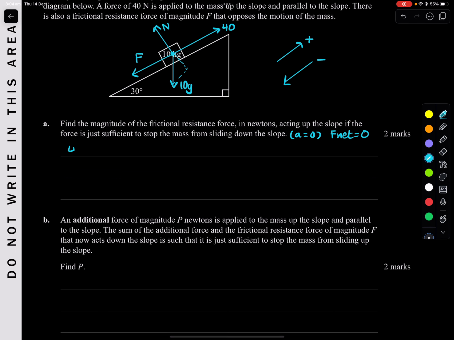So it will be 40 minus F minus 10g sine 30 degrees, and that's all going to be equal to 0. Hence 40 minus 10, so sine 30, which is just sine pi over 6, is just a half, should be equal to F. Hence F is equal to 40 minus 5g.